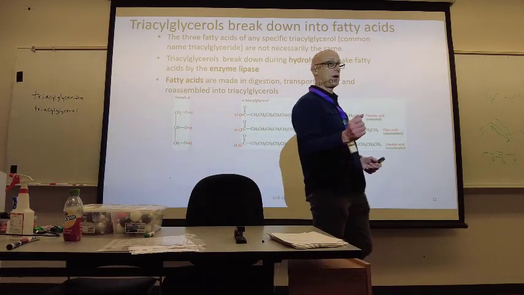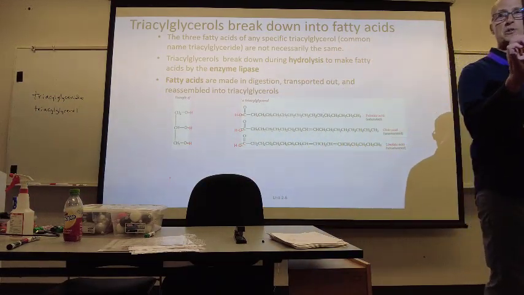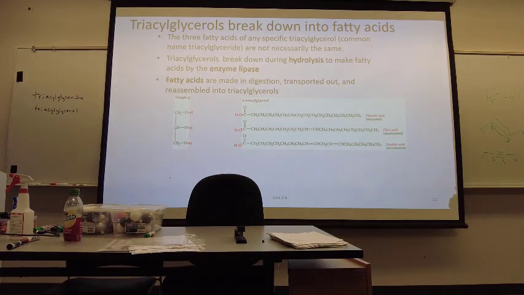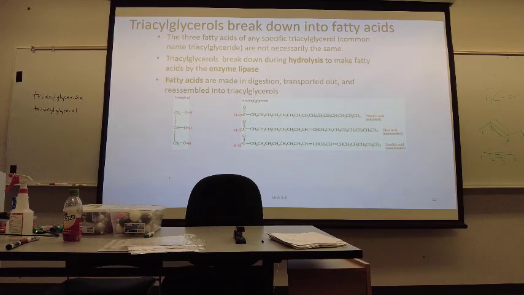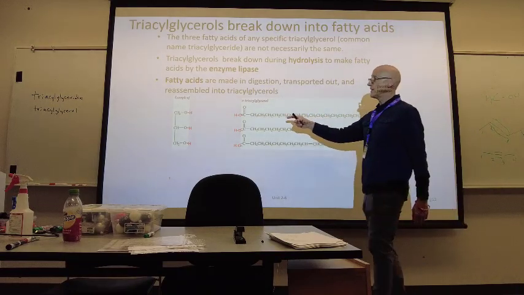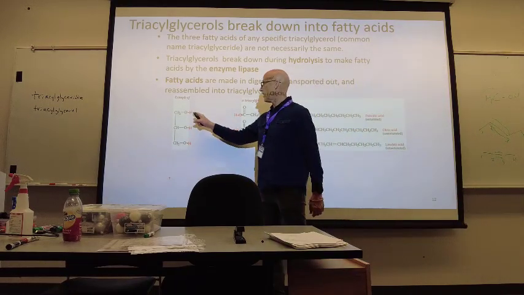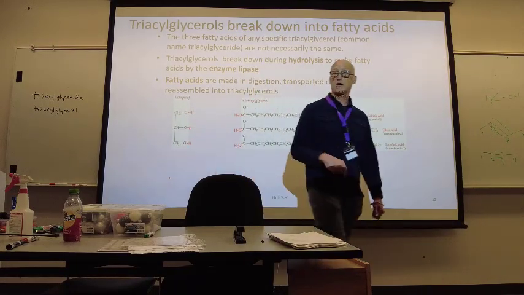Adding water across the bond, and I'd also make additional notes to myself. When I add water across the bond, I add H plus to one part, OH minus to the other part. That's how it's added across the bond. And in this case, I put the OH onto the lipid part, and that made this, and the H got added onto this oxygen part to make the alcohol.